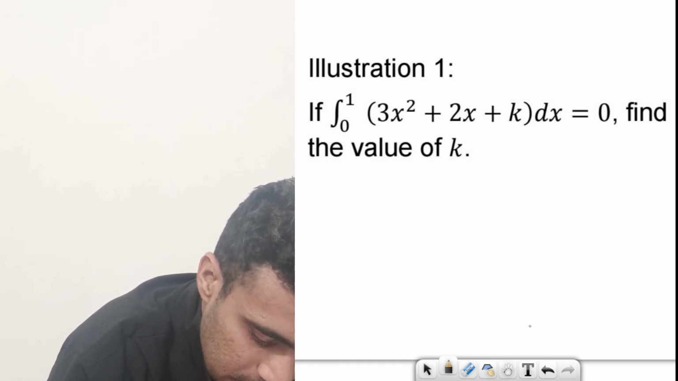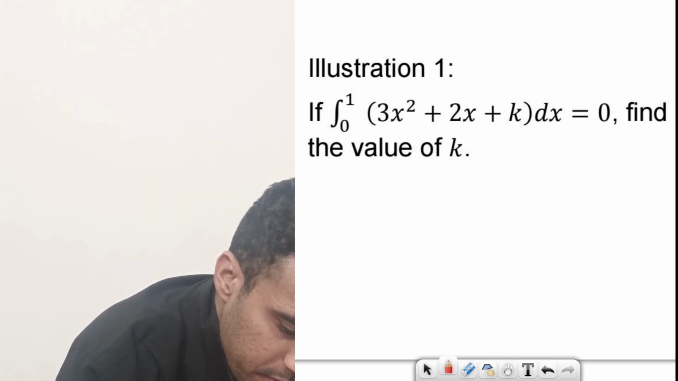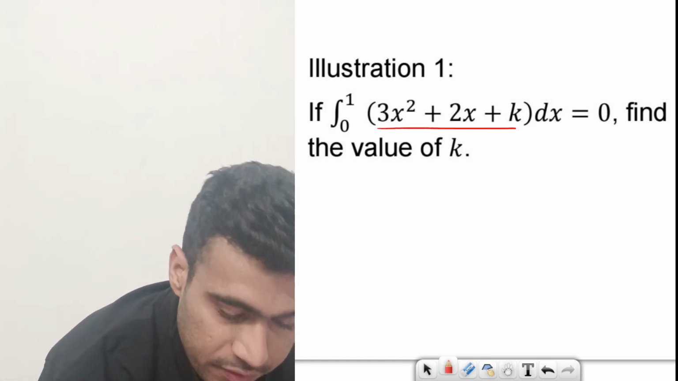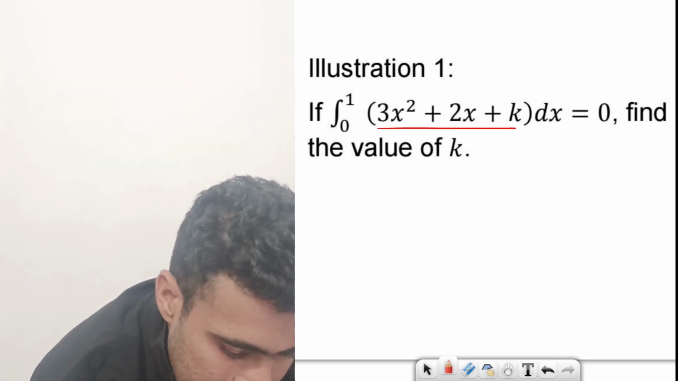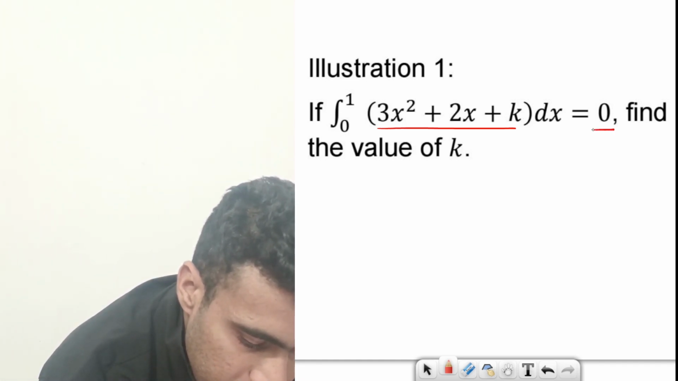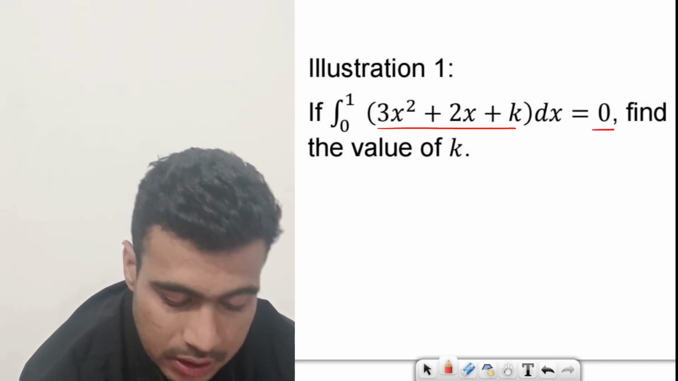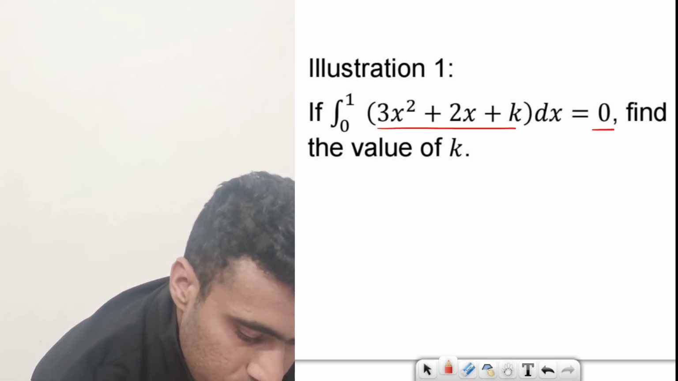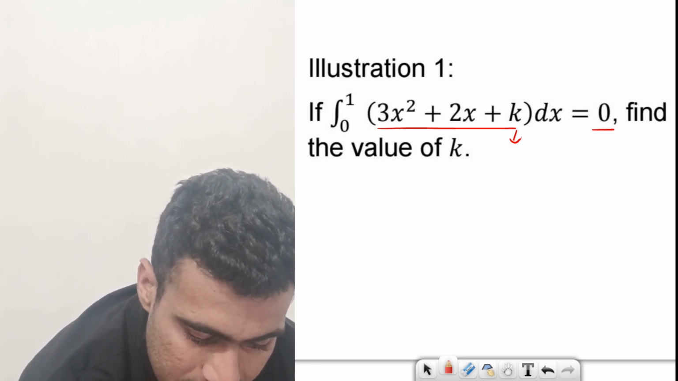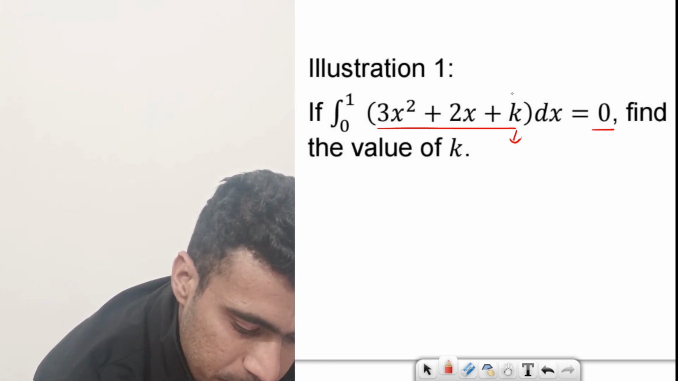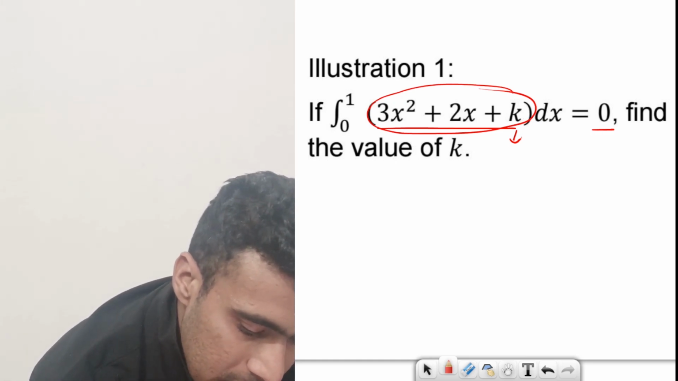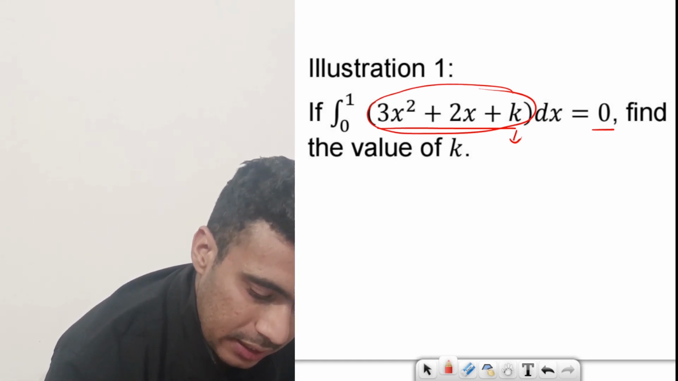See, this is illustration number 1, where an expression or function is given to you, and you just need to integrate between 0 to 1, and that is equal to 0. You need to decide the value of k. Okay, आपको k की वो वैल्यू निकालनी है such that this particular quadratic expression is going to give you a value 0. तो चलिए देखते हैं what will happen.